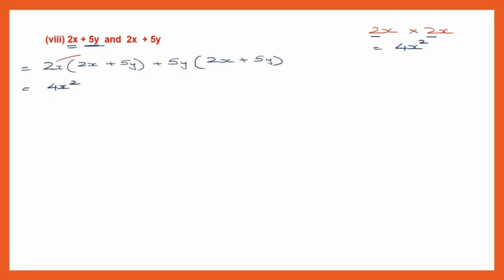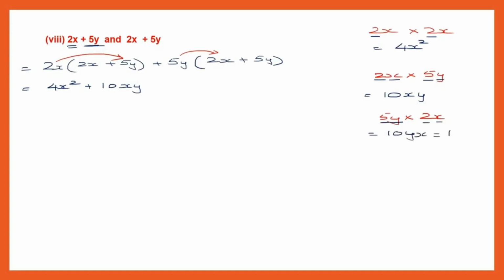Now we have to multiply with the second term, that is 2x into 5y. First multiply the numbers: 2 5's are 10. Then we have 1x and 1y. That's 10xy. So that will be plus 10xy. Let's go to the next one. Multiply 5y into 2x. Multiply the numbers: 5 2's are 10. Then we have 1y and 1x. You can also write this as 10xy. So this will be plus 10xy. So that is over.